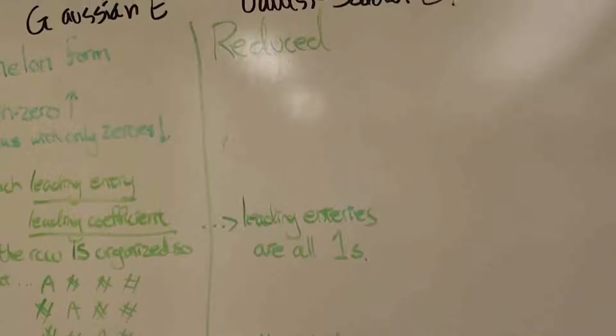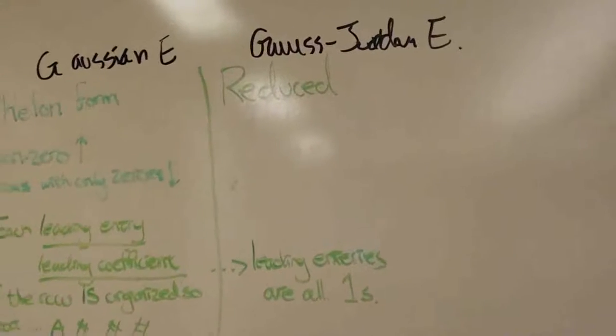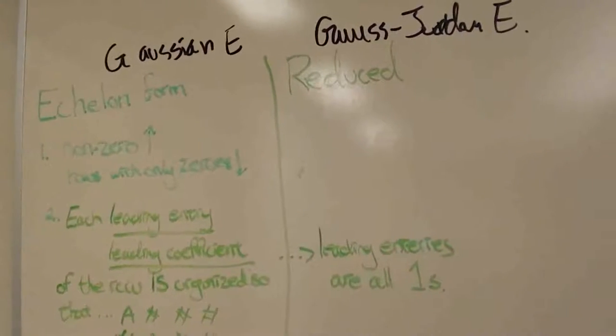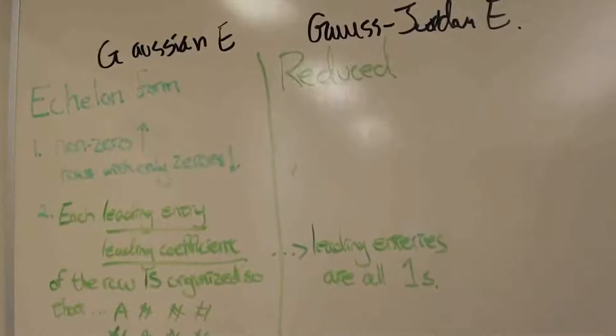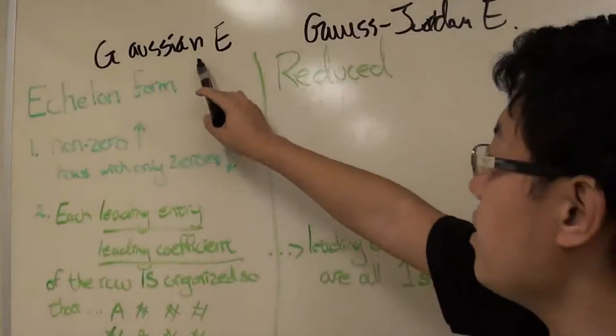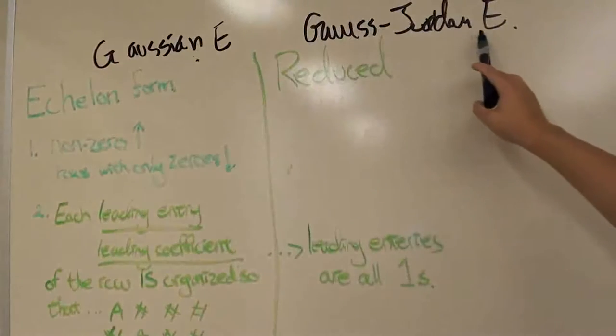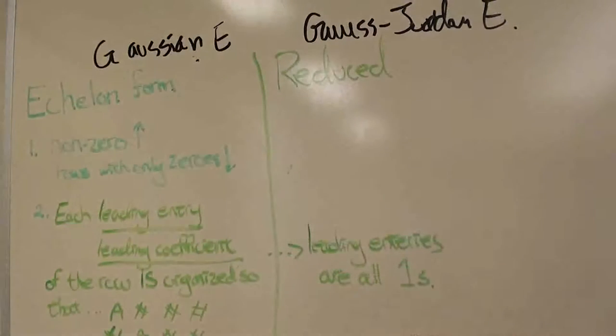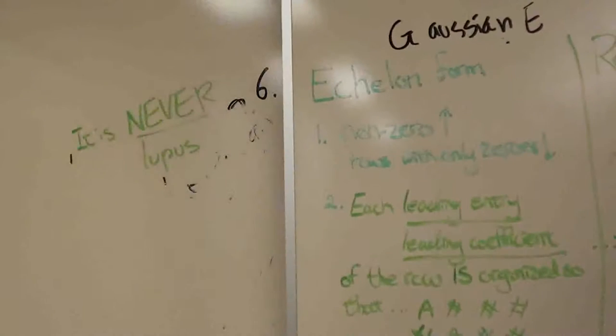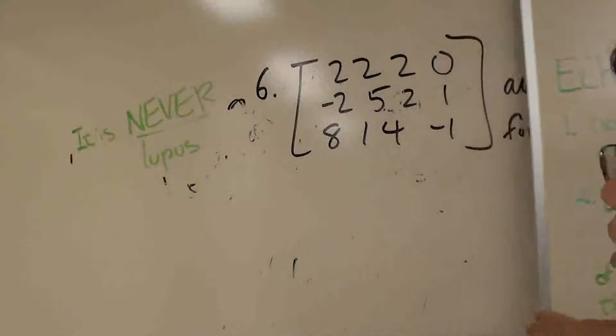So I'm going to roll up slightly. There we go. But anyways, now you know Gaussian elimination has something to do with echelon form, and Gauss-Jordan elimination has something to do with reduced form. So we're not really worried about converting all the leading entries to one. You can if you want to. It really doesn't matter.